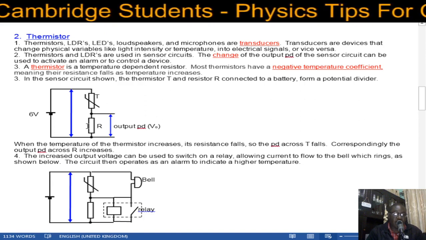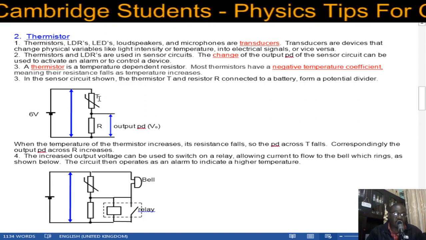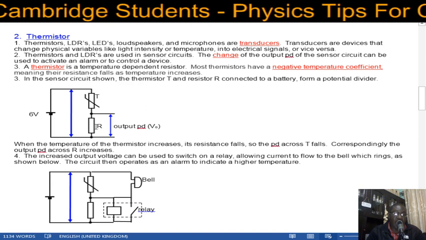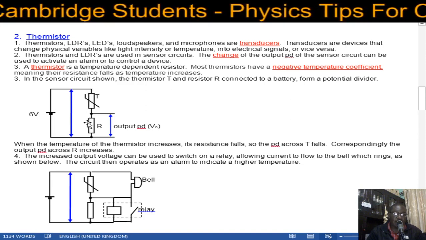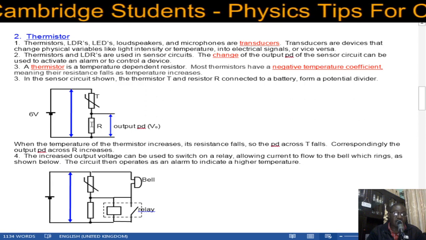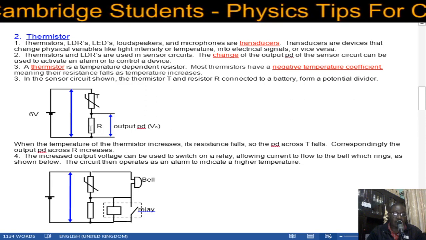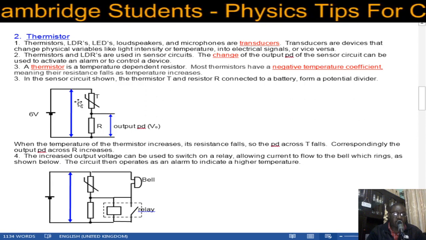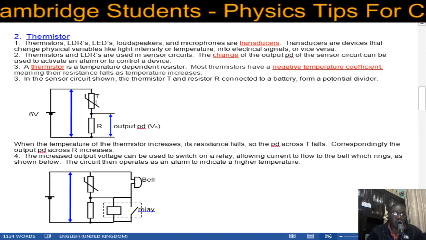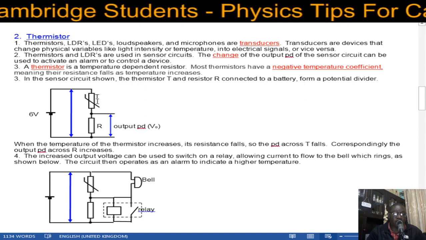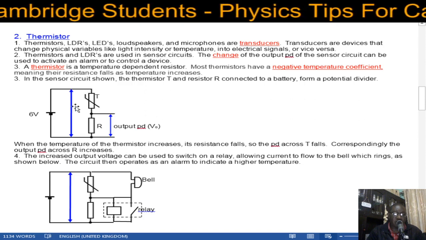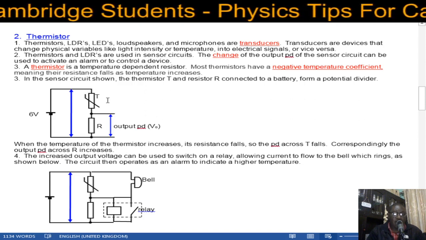So in this diagram here, where you have the thermistor T and the resistor R, this will be a resistor of known resistance. And then we do have this thermistor. The symbol for a thermistor is like that. So it's a resistor with a line drawn like that. Please do remember this one, we memorize it.